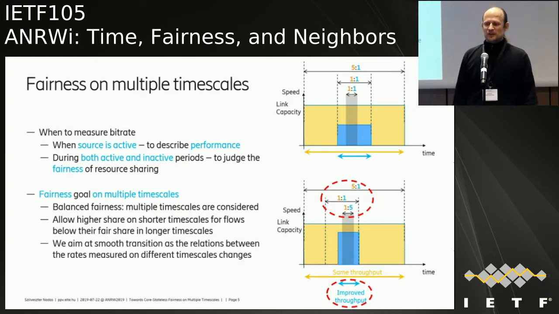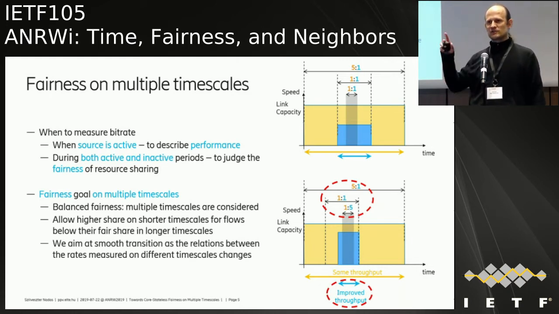And there is one more thing. This was true for our previous paper, but we also aim at smooth transitions in the relations between the rates measured at different timescales. So we don't want to have sudden rate changes when the relation between rates changes. I will go into more of the details later. There are many more novelties compared to the previous paper.